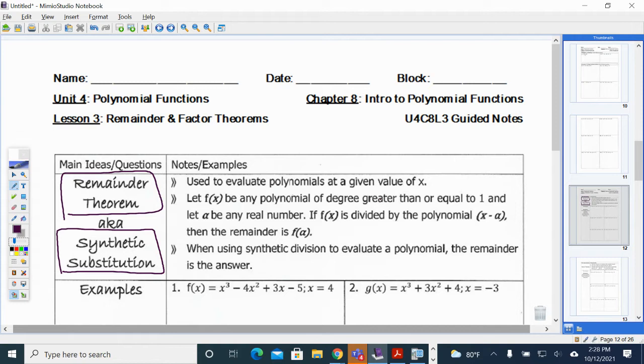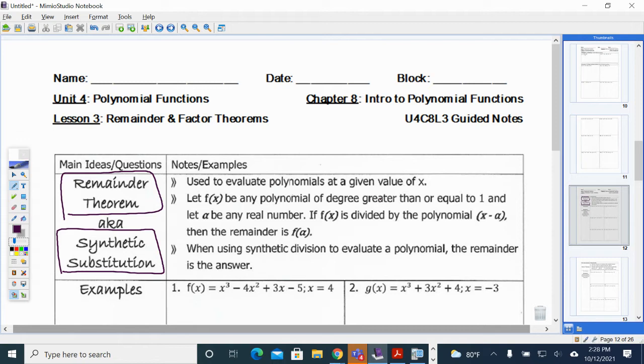The remainder theorem is used to evaluate polynomials at a given value of x. Now, when we say evaluate, that just means to substitute. So there is a calculator way of doing this, but we are going to focus on using synthetic division to do it. You're going to let f of x be any polynomial of degree greater than or equal to 1, and let a be any real number. If f of x is divided by the polynomial x minus a, then the remainder is f of a.